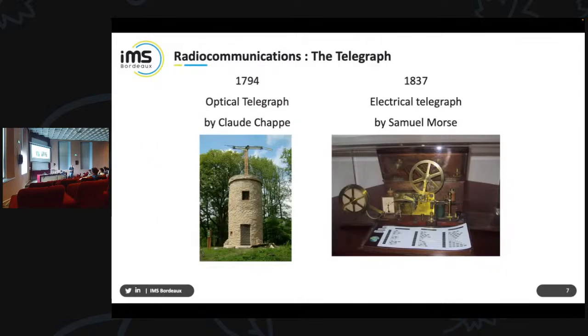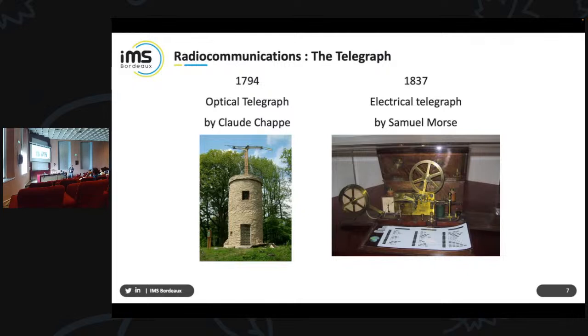But still in the 19th century, we used that optical way of communicating. And you have a very famous Frenchman who invented what we call the optical telegraph. His name is Claude Chappe. It's in the southeast of France, and you can still visit some. So every 10 kilometers, you have those signs, and they were encoding the message using those optical signs. So that was the end of the 18th century.